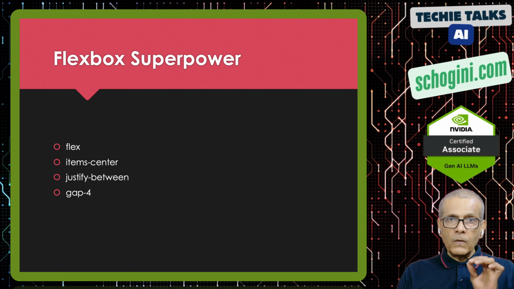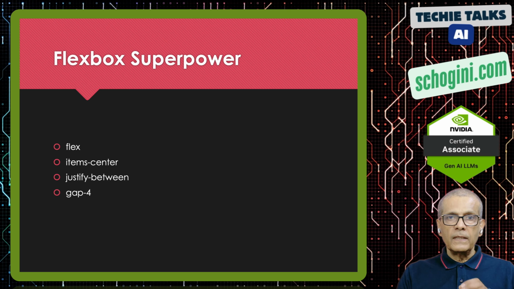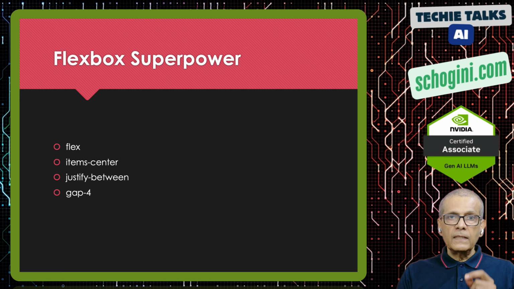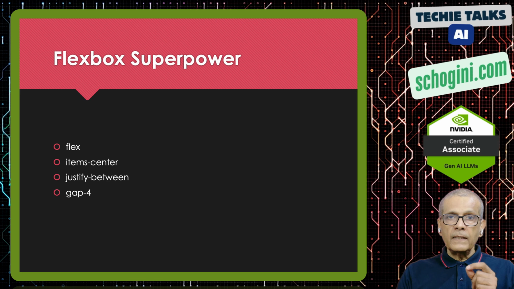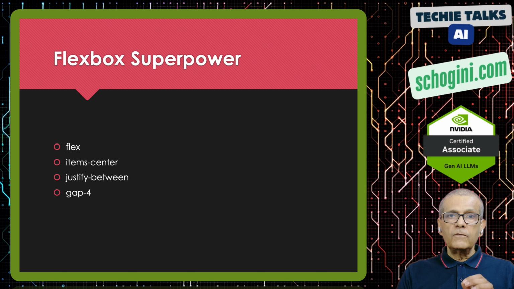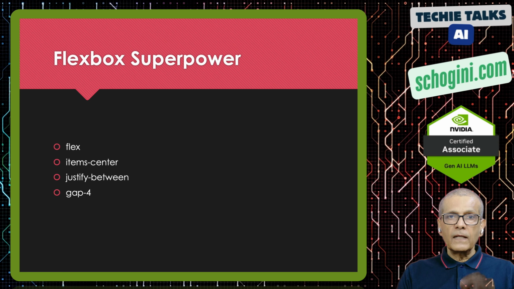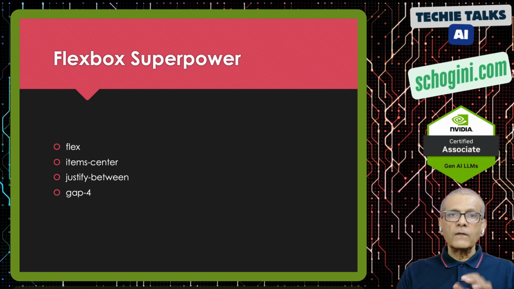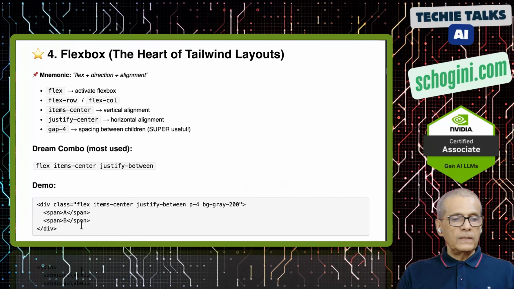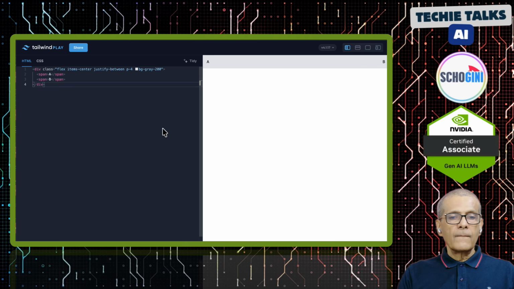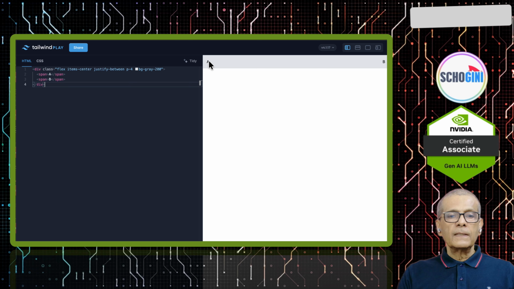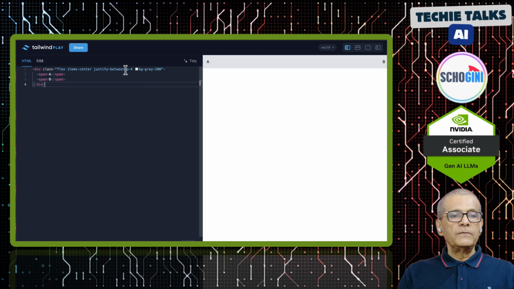Flexbox. This is the most important layout system in Tailwind. Flex, items center, justify between, and gap-4 will solve almost all your layout problems. If something doesn't align right, you probably need one of these. So let's see a quick demo. Okay, so here, alignment, justify between.